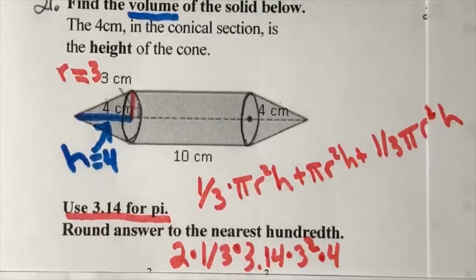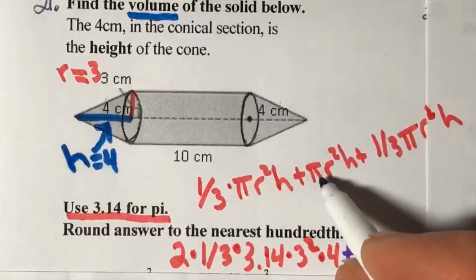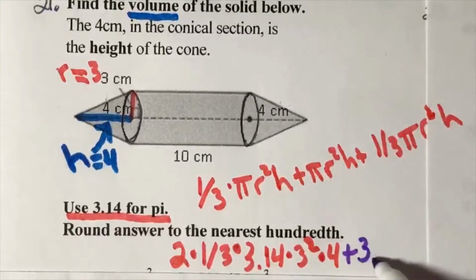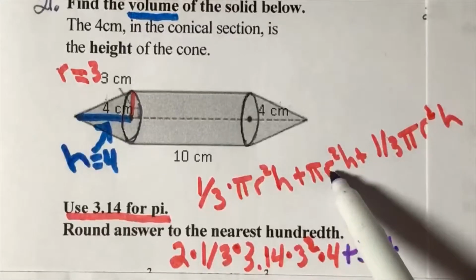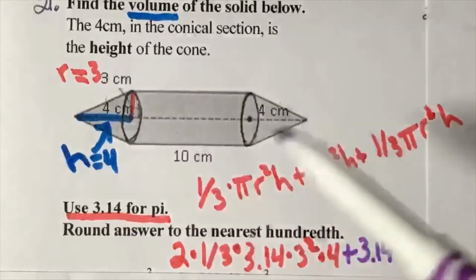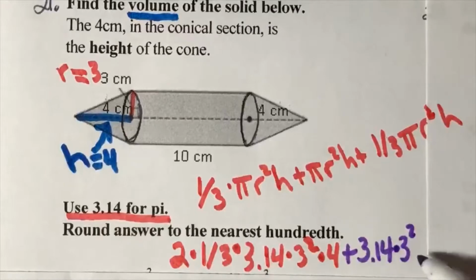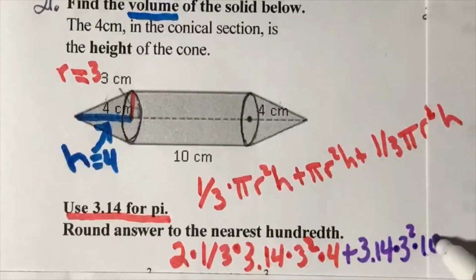So we're not confused with what I'm writing here, I'm going to bring down my cylinder, replacing pi with 3.14, and then times the radius of the cylinder, which is the same throughout. Cone and cylinder, the radius is the same. So I'm going to put 3 squared here. My multiplication dot, don't forget those. In this case, for my cylinder, the height is 10.